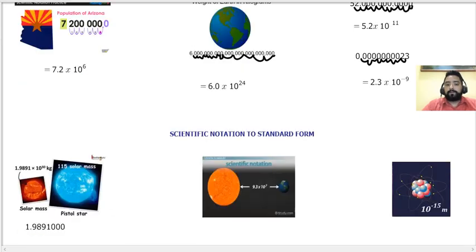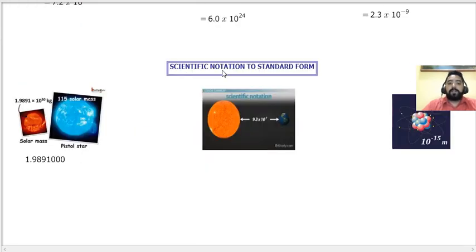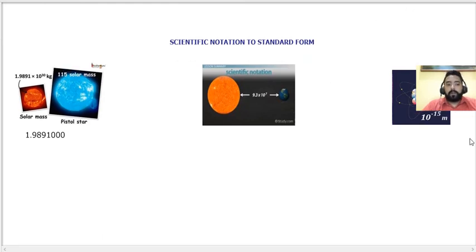Okay, now, as you can see here, we have scientific notation to standard form. In this case, we're going to do the backward process. For example, here we have 1.9891 times 10 to the 30. That means that we need to move it 30 places. So here we have the first one.